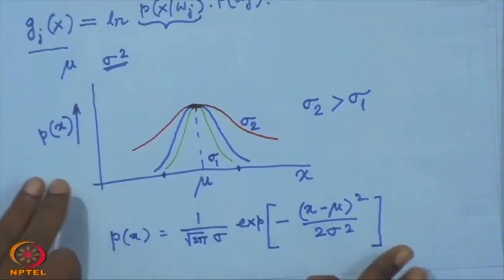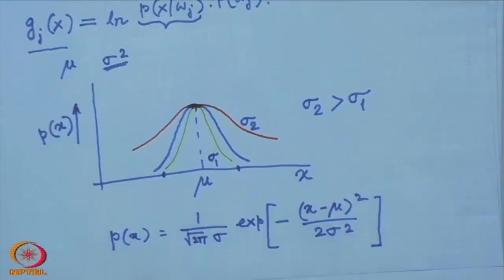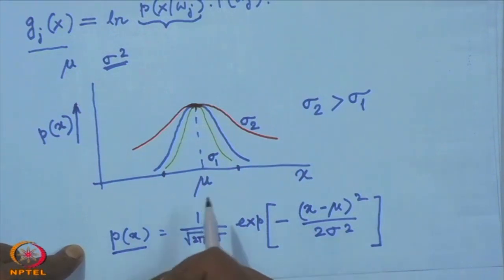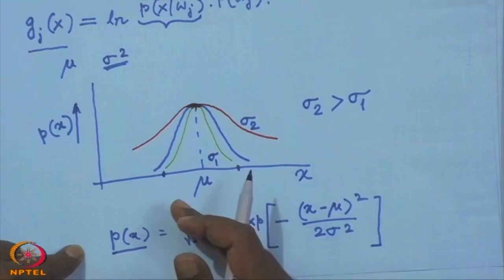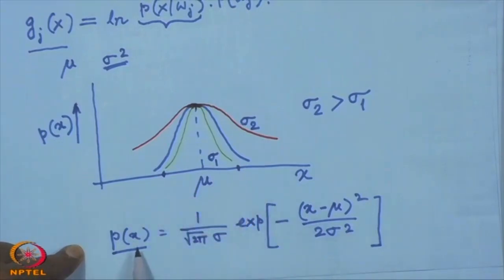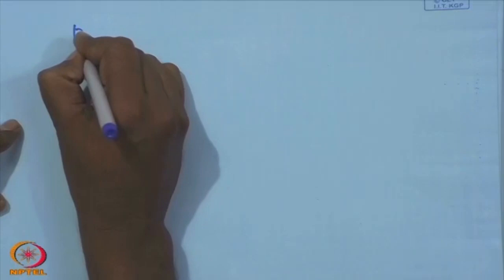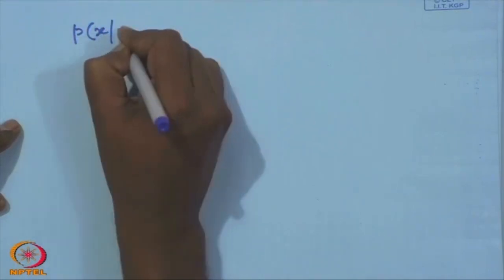So, this is a well known form of a Gaussian expression, and over here this represents the probability density function of x. If I want to make it a class conditional probability density function, that means instead of taking all the x, I take the samples which belong to class, say, omega I. So, I want to make it p of x given omega I.